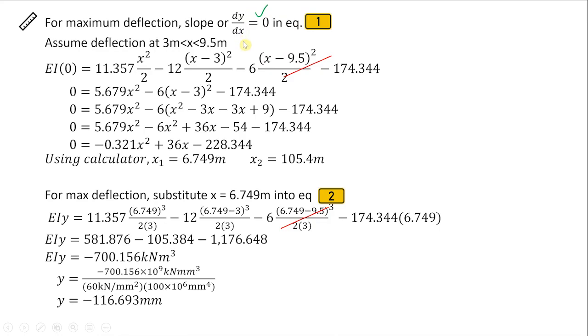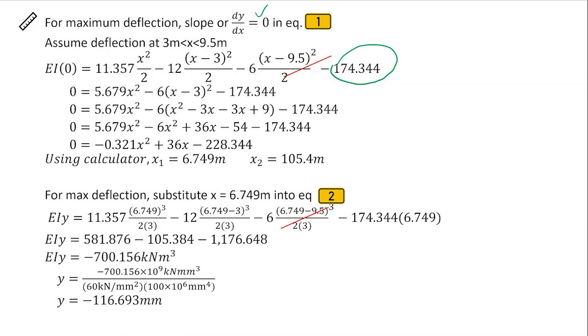So dy over dx is indeed the slope equation. Put it in, and here, this is the C that I have already replaced, because I have obtained the value of C, so negative 174.344 in this equation. Substitute. You know that dy over dx equals zero when there is no slope. So EI dy over dx, dy over dx equals zero. That's why I replace it with zero here. And then 11.357 x power of 2 divided by 2. All of this is the slope equation.